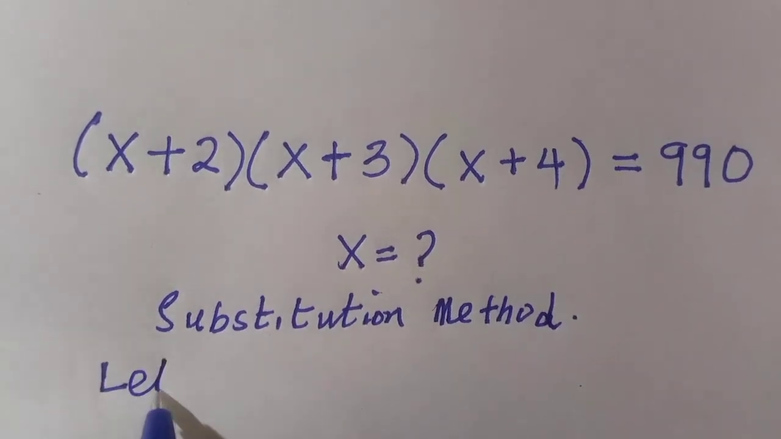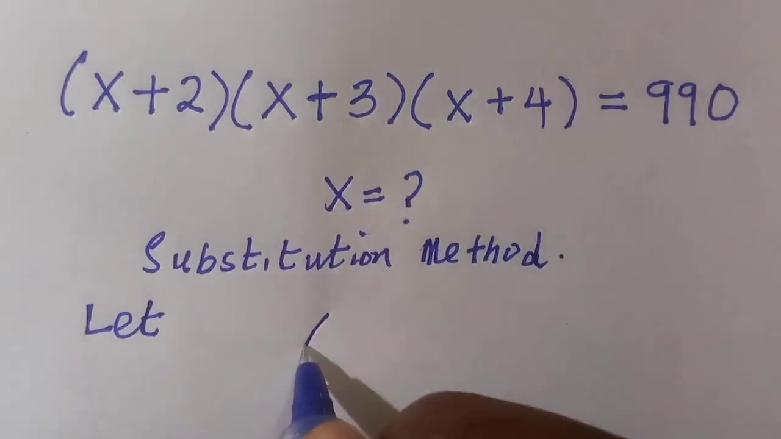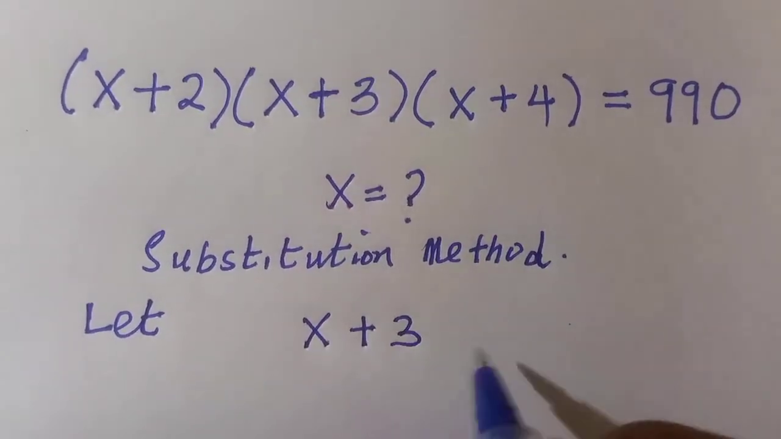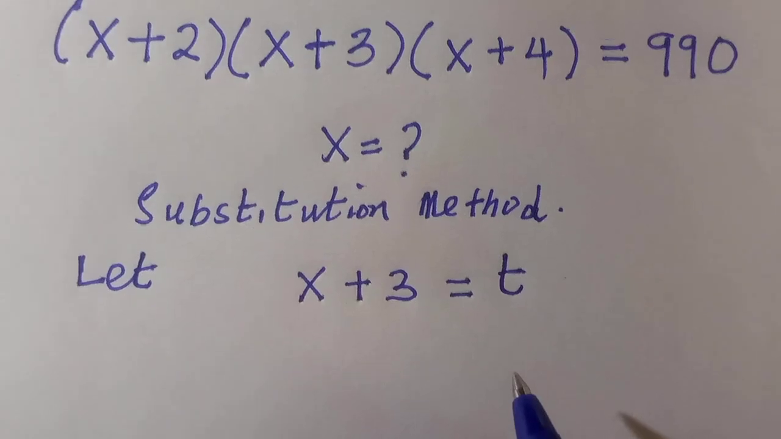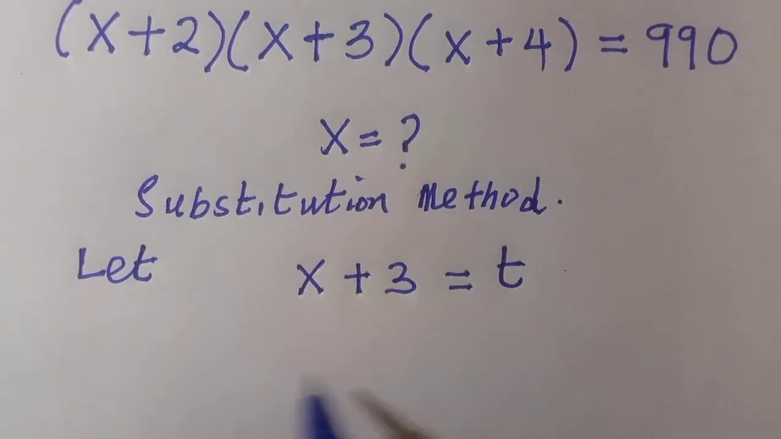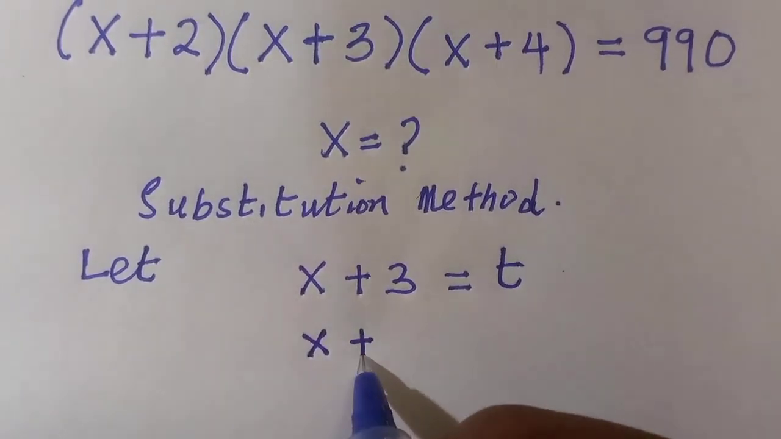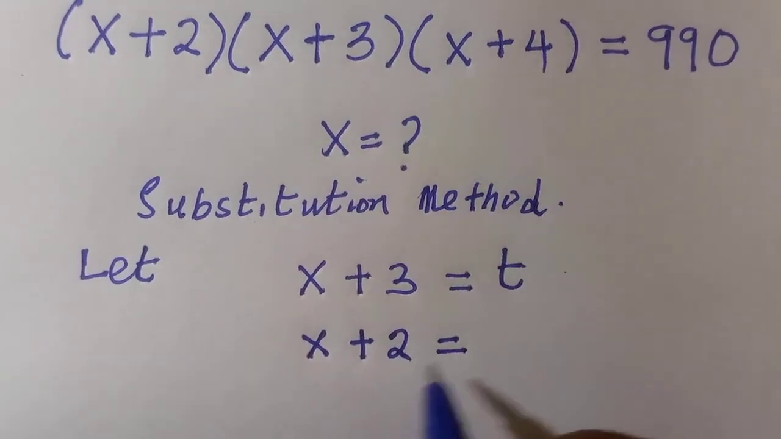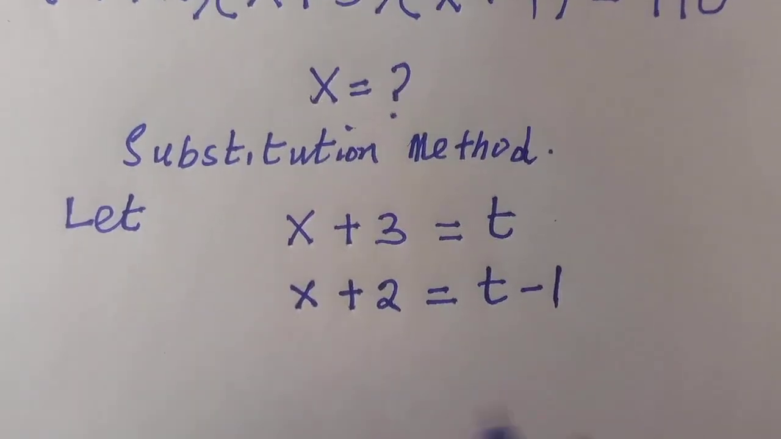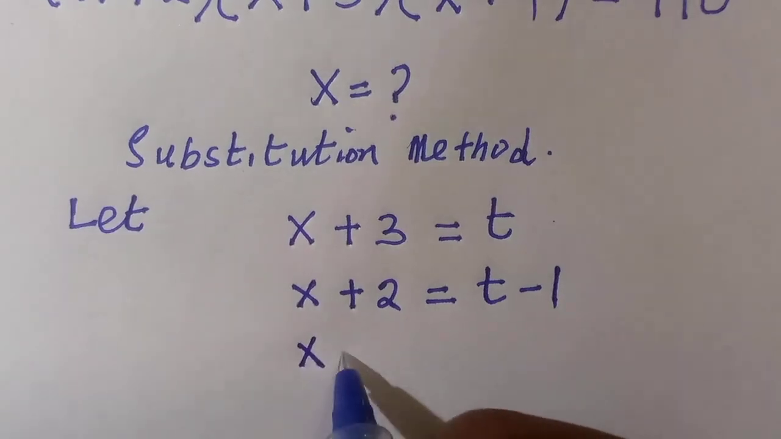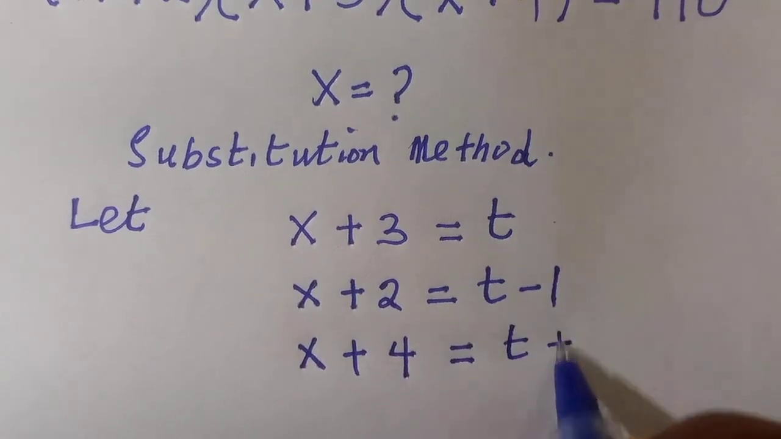Here we have x plus 3. By letting x plus 3 equal another letter, suppose I choose the letter T, we have x plus 3 equals T. I also need other terms, which are x plus 2 and x plus 4. Here we have x plus 2. By subtracting 1 from both sides in x plus 3, we are going to have x plus 2 equals T minus 1. And also by adding 1, we are going to have x plus 4 equals T plus 1.